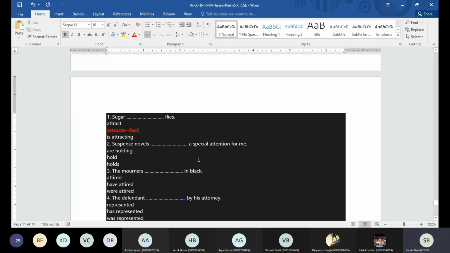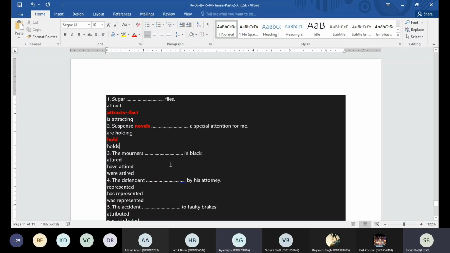Suspense novels dash a special attention for me. Hold or holds? Hold is good, because we have novels here. That's the reason.